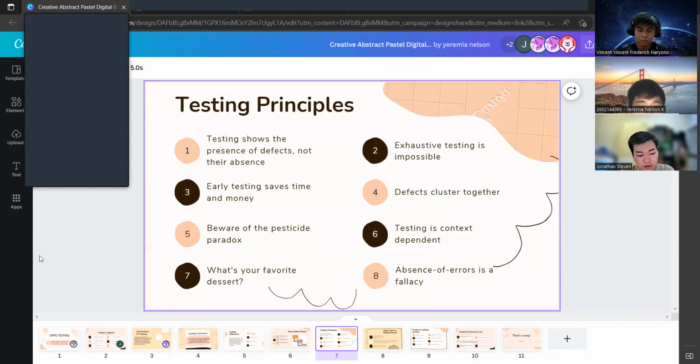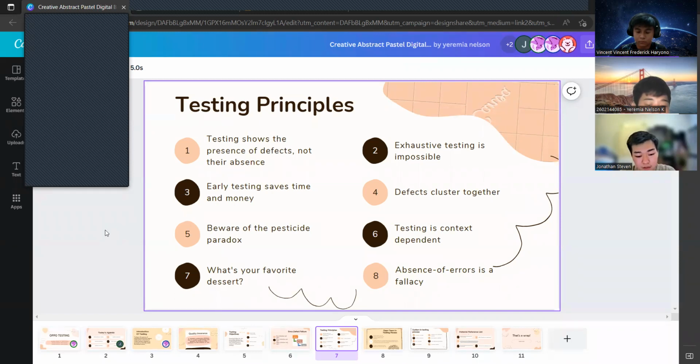Okay, moving to the next slide. We have principles of testing. The first one is testing shows the presence of defects, not their absence. Testing is used only to discover any issues on the system that can be fixed before being deployed to the live environment.